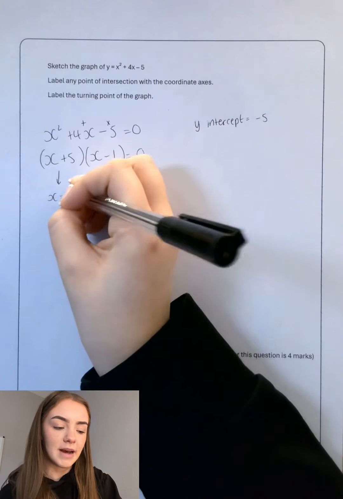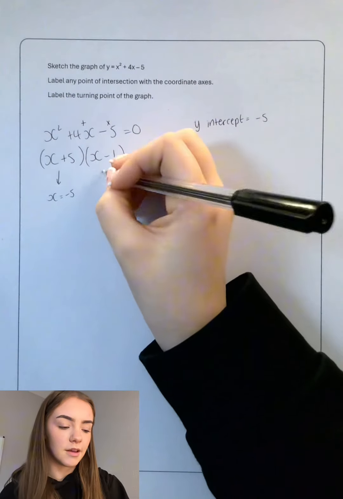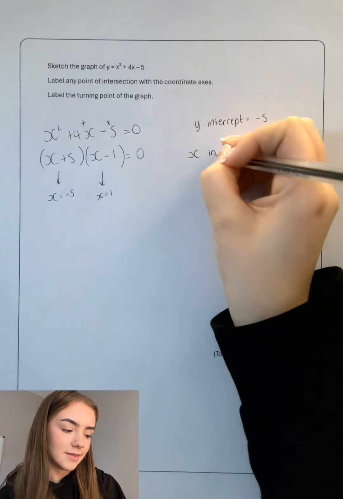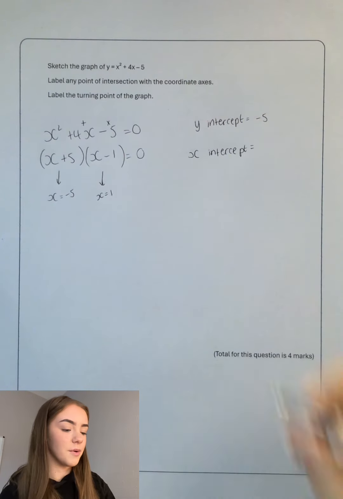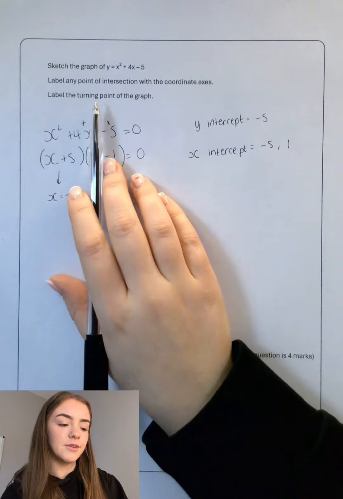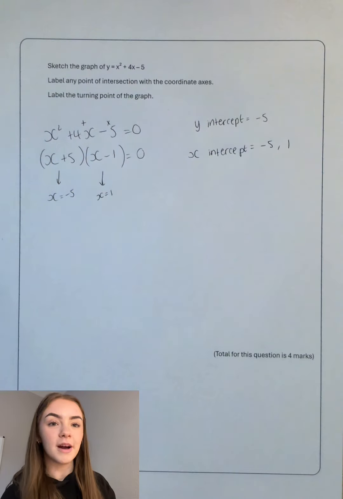Setting each of these brackets equal to 0, if x plus 5 is equal to 0, x must be equal to minus 5, and if x minus 1 is equal to 0, x has to be equal to 1. So the x-intercepts, or in other words, the roots for this equation, will be when x is minus 5 and x is 1. Finally, we just need to find the turning point, which we do by completing the square.